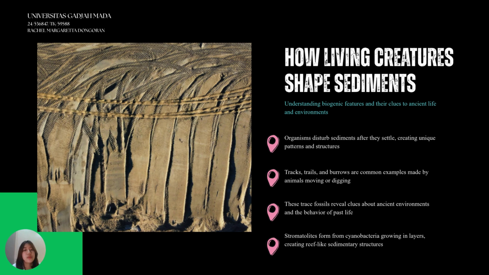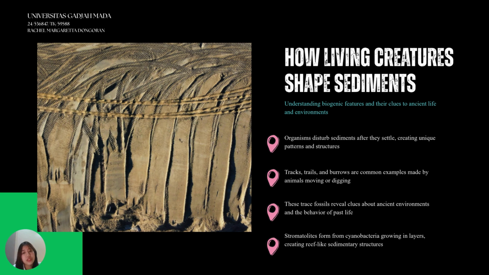Okay, next, the last group is biogenic structures, which are features made by the activity of living organisms. These include tracks, trails, and burrows made by animals moving or digging through soft sediment. Together, they're known as trace fossils, and they help us interpret not just the environment but also the behavior of ancient life. For example, tracks are footprints or impressions left by movement. Trails are linear marks formed by organisms dragging or crawling across the surface. Burrows are tunnels dug into sediment for shelter or feeding.